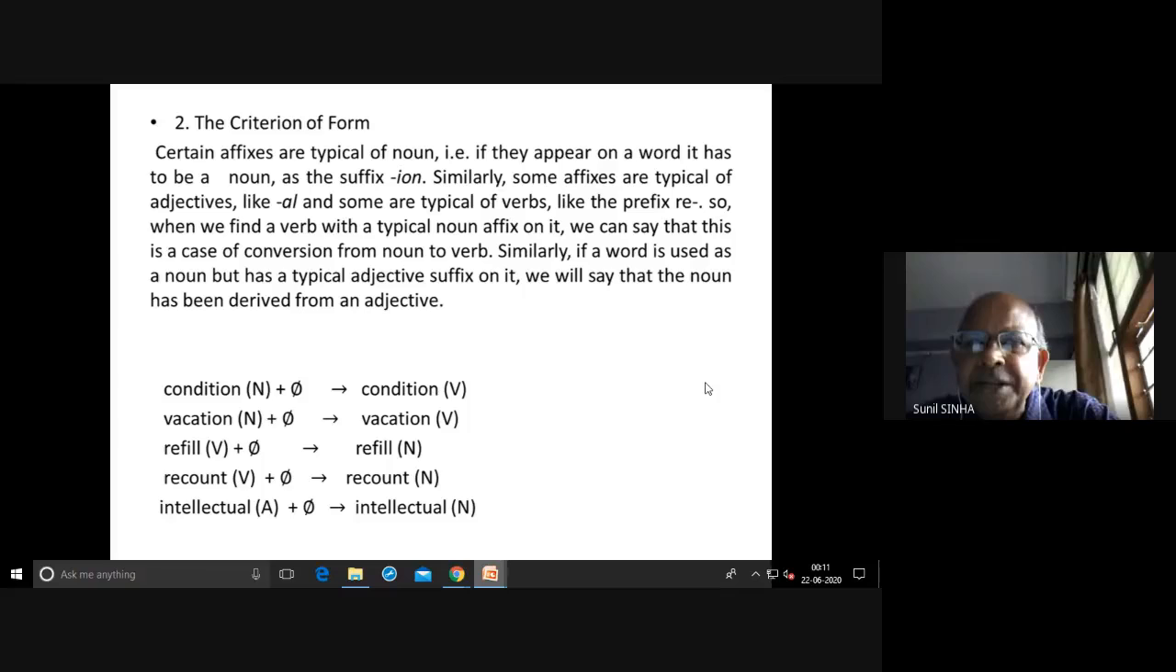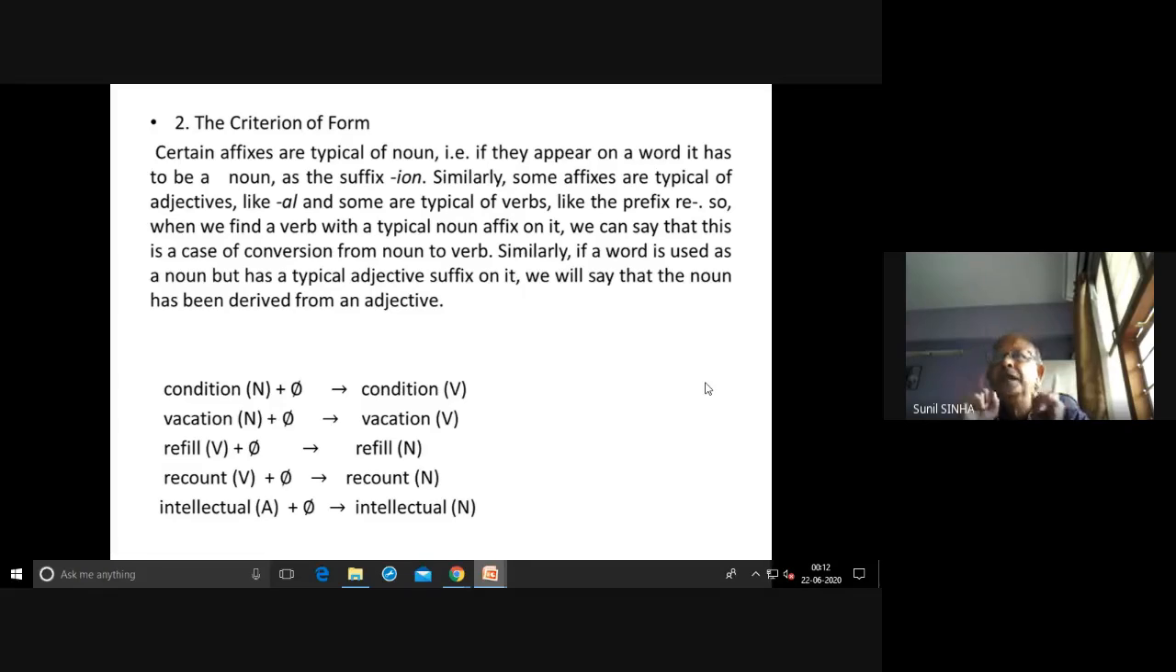Now, repetition, I'm talking about repetition. There was one question, repetition. So, repetition has been derived from repeat. Repetition is a noun, and this noun has been derived from repeat as a verb. But this is not a case of conversion. This is a case of derivation.